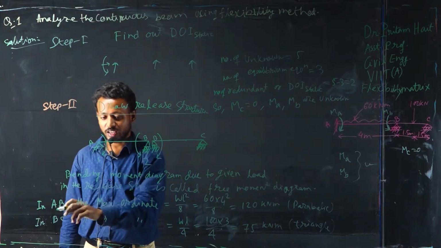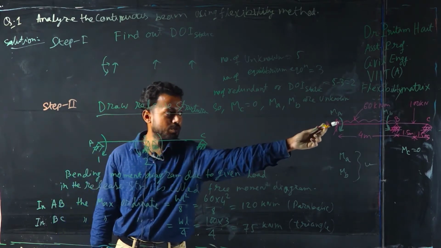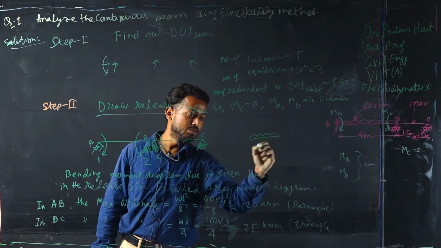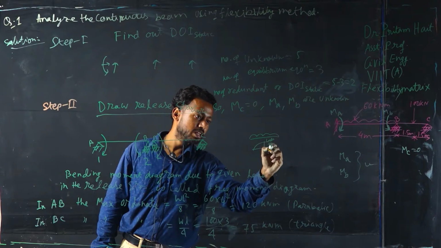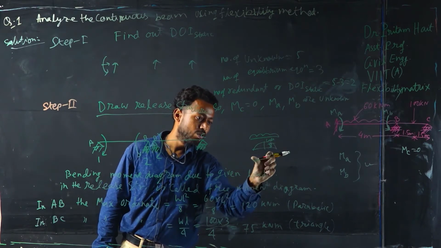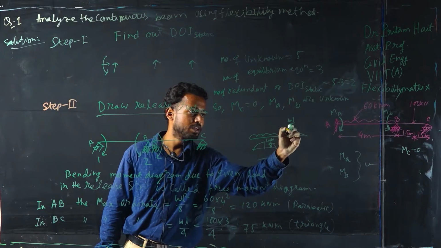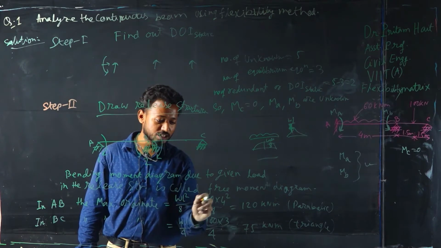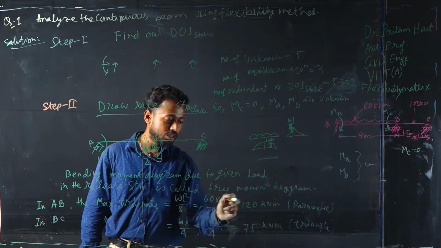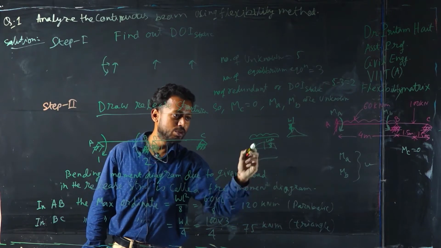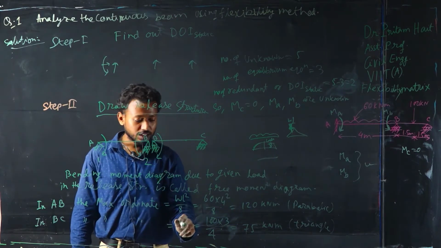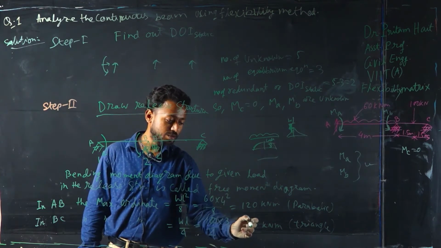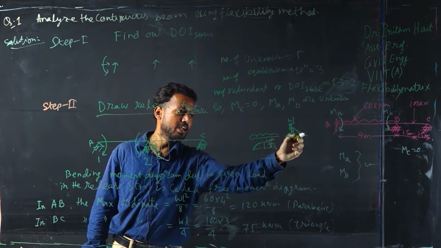Okay, so in the AB span, if you apply a uniformly distributed load, the maximum ordinate will be WL square by 8, and in case of point load, the maximum ordinate will be WL by 4. So in AB the maximum ordinate is WL square by 8. You put in all the values, you will get 120 kilonewton meter, that is a parabolic shape. And in case of BC, the maximum ordinate will be WL by 4. So you put the values and you will get 75 kilonewton meter, and this will be a triangular shape.